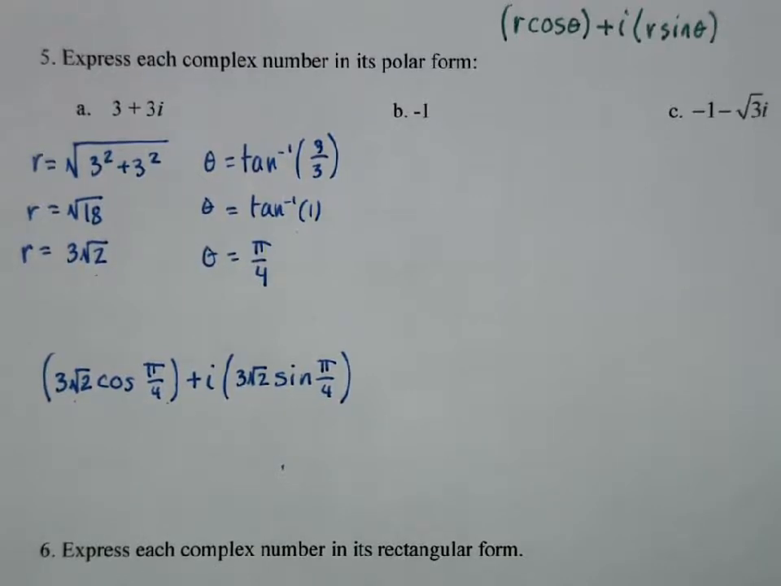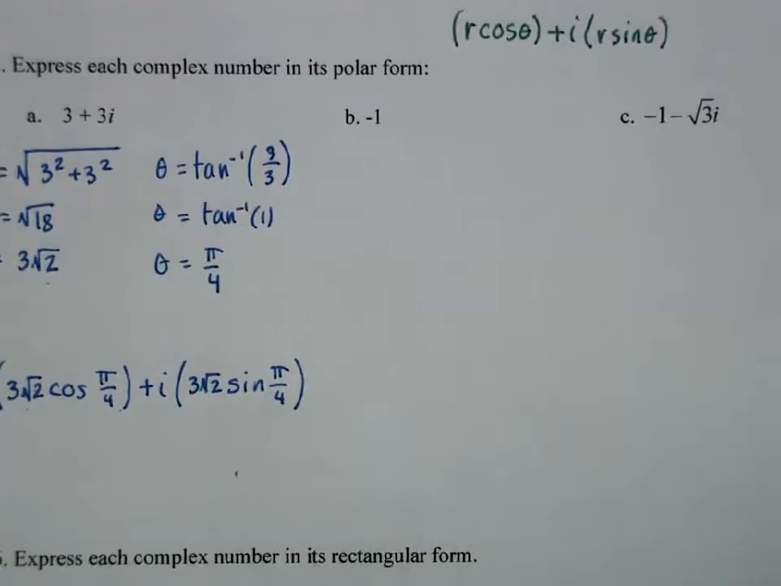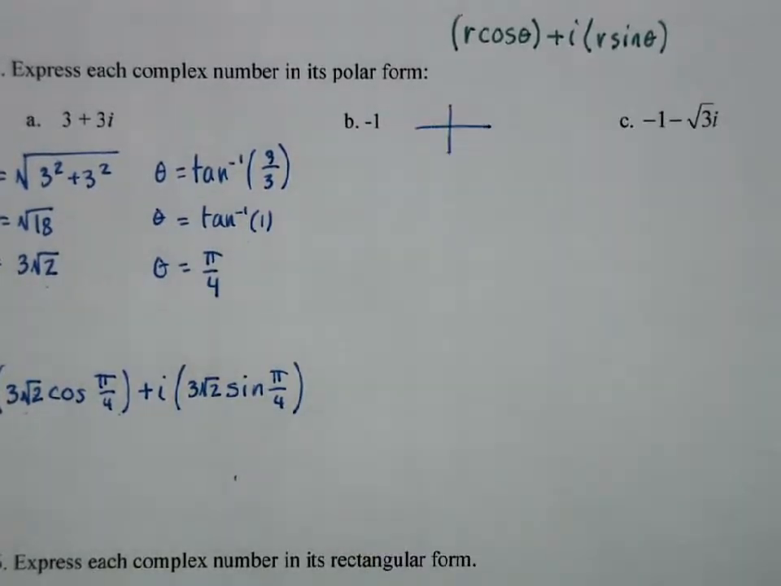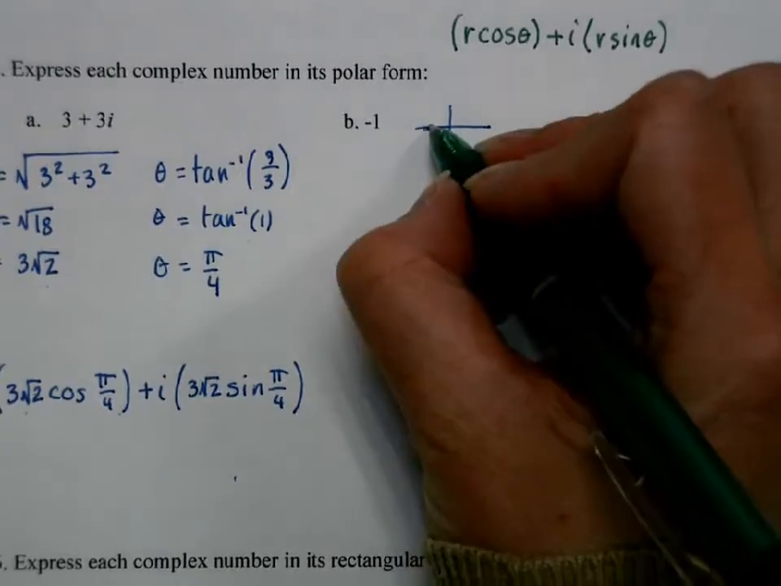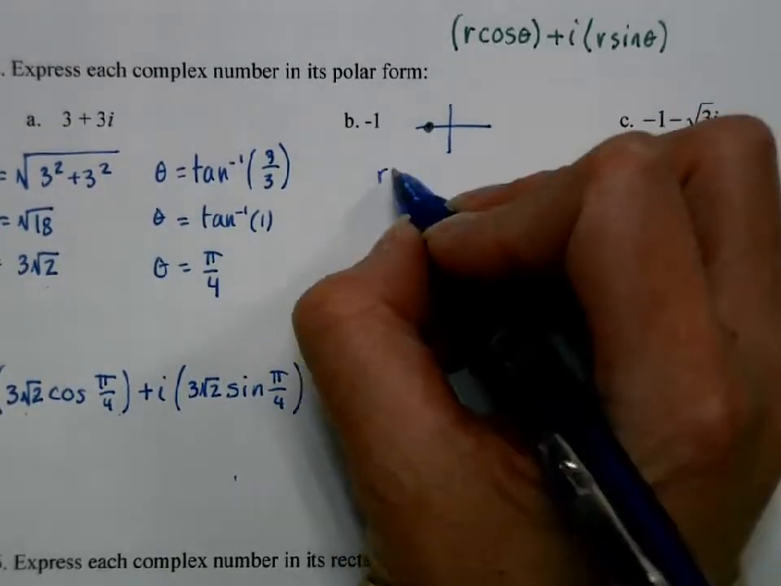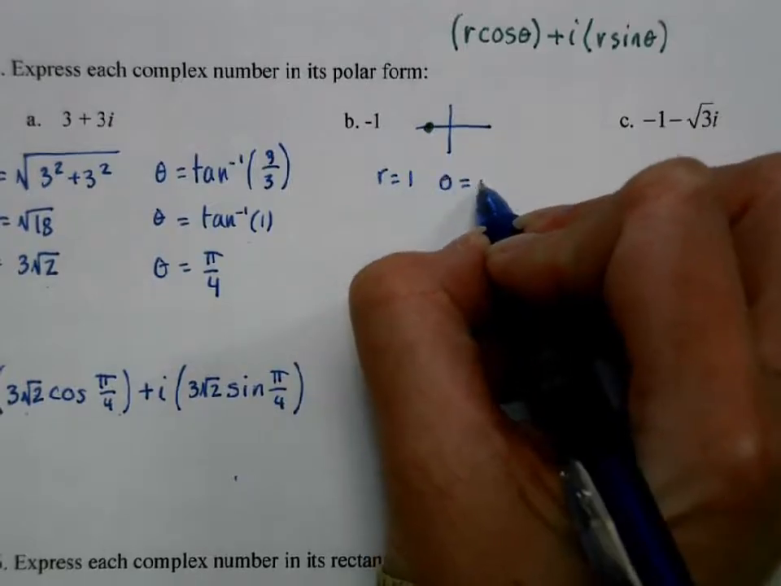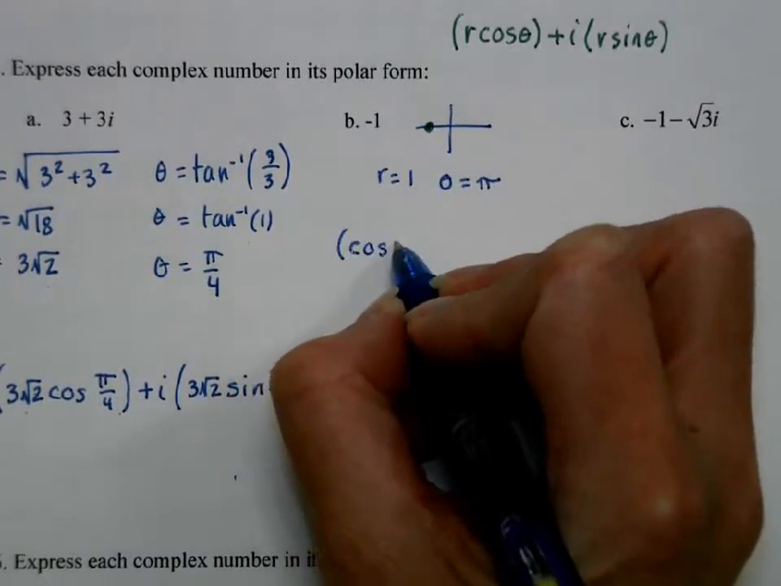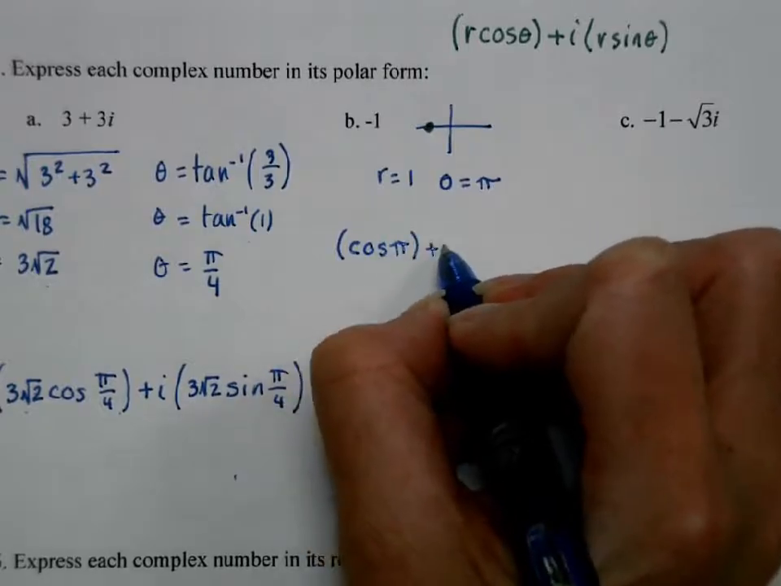This next one, if I were to graph -1, okay, we're over here again. So my r is going to be 1. My theta is going to be pi. So this is going to be 1 times the cosine of pi plus i, 1 times the sine of pi.